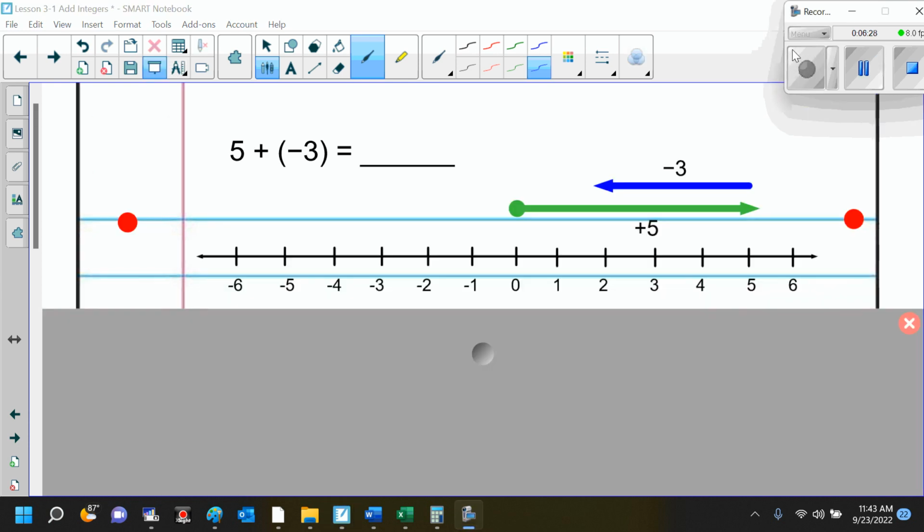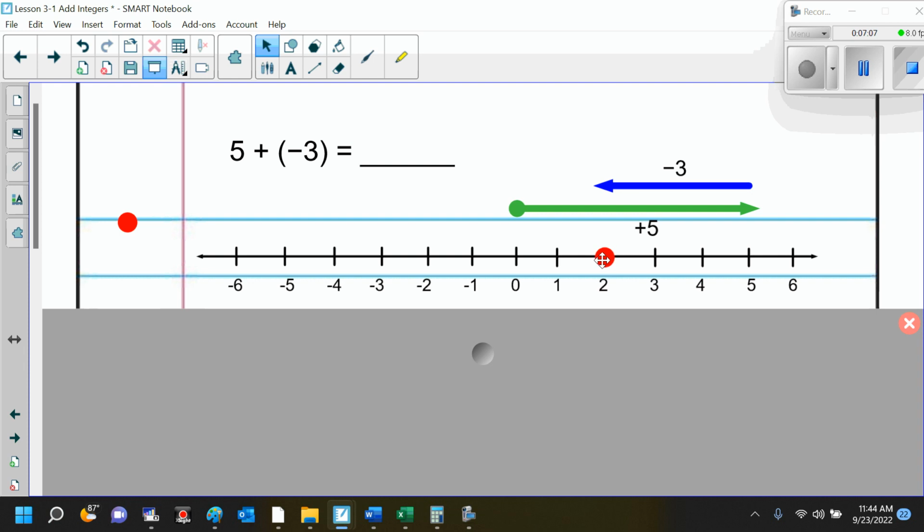So for this example, we have a positive 5 plus a negative 3. Now again, if we're going to put the positive 5 on there, we're going to start at the 0, and we're going to move 5 units to the right. So this green arrow represents the positive 5. Then, from where we left off, since we're adding a negative, we're going to move to the left. So we're going to move 3 units, 1, 2, 3 to the left, and where do I end up?